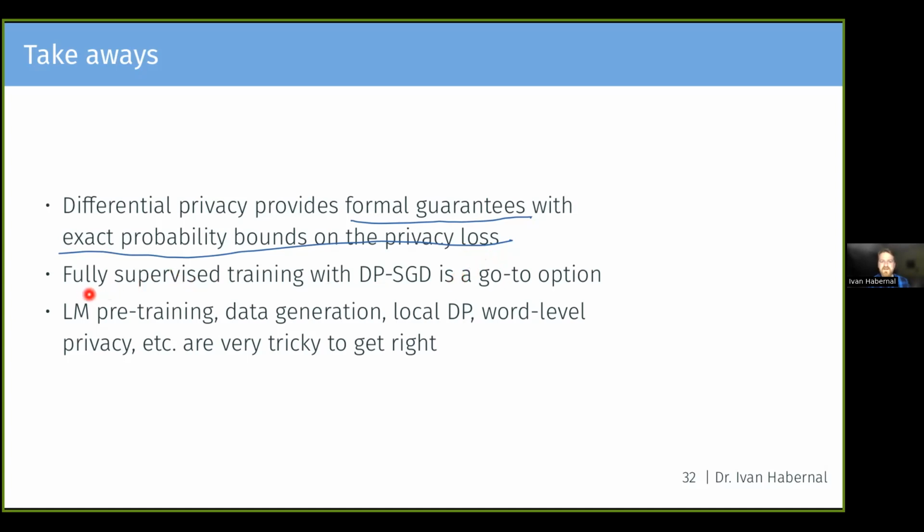I think the takeaway message is that fully supervised training with DP-SGD is the go-to option. It can't go wrong, I guess. And there are frameworks implementing that, like Opacus, TF Privacy, and others. The questions with pre-training language models, data generation, local DP, word-level privacy, and so on are very tricky. There could be details that don't fit the notion of differential privacy we had at the beginning, or that use different relaxations or different notions of privacy. So we always have to be careful that what we're buying is actually what we wanted to buy.